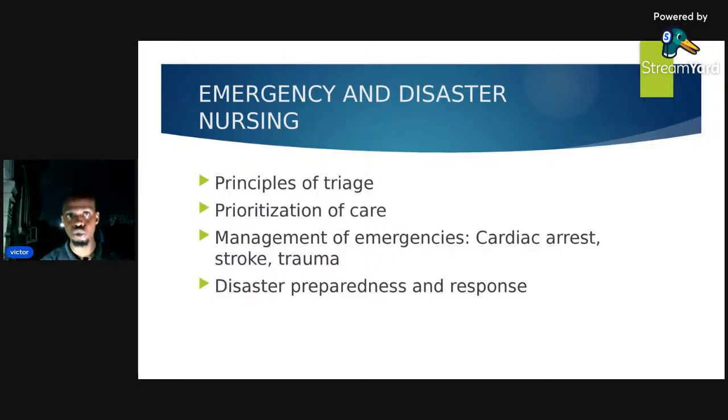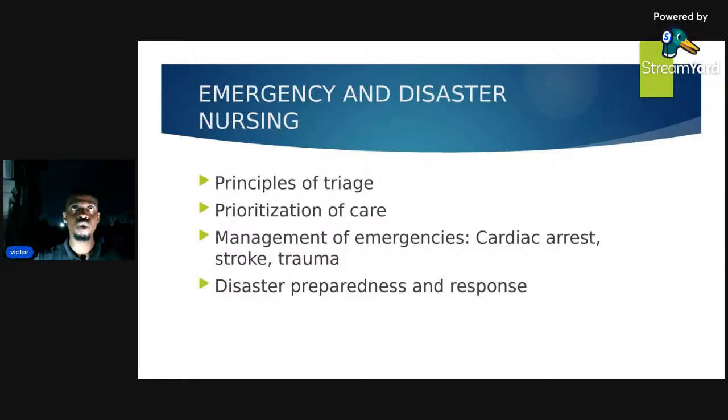Then how do you manage trauma? The first thing in management of trauma is your assessment. You have to assess the patient that is being brought to you. What form of trauma? Is it due to accident? Is it due to violence? Is it due to gunshot? So depending on the trauma, the type of trauma would determine the management you are to give.